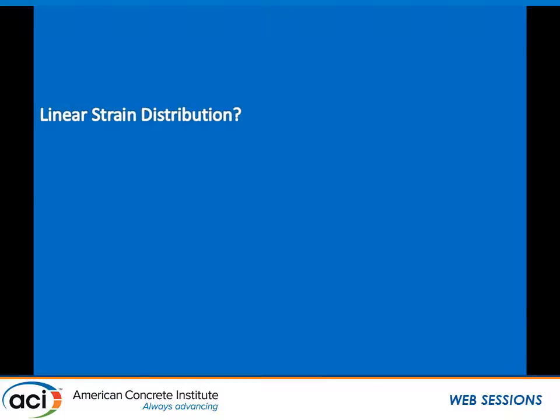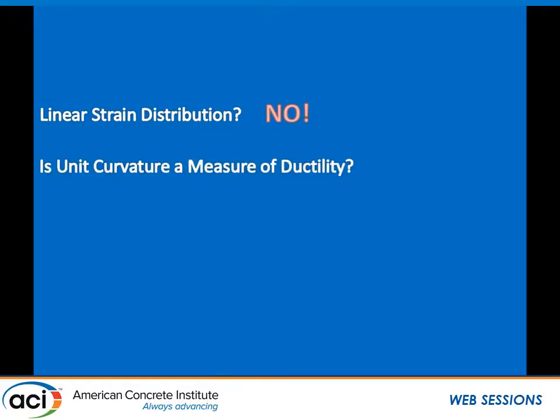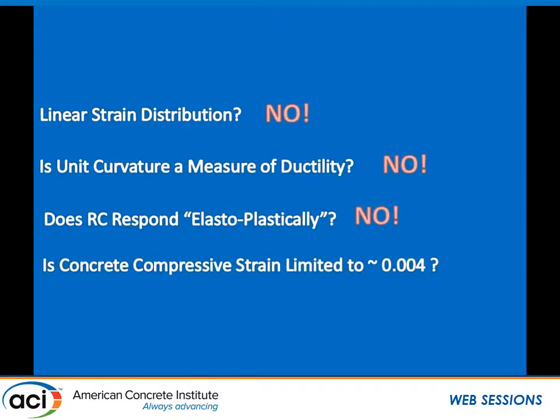Was Mary Bath talking about confirming linear strain distribution? You got to tell me where you did that. I've never seen it in reinforced concrete systems when you load them. But you ask Jim, is the strain distribution linear? He said, no. Is unit curvature a measure of ductility? He said, no. Does RC respond elastoelastically? He said, no. Is concrete compressive strain limited to 0.04? He said, no. He destroyed the whole preconception field.